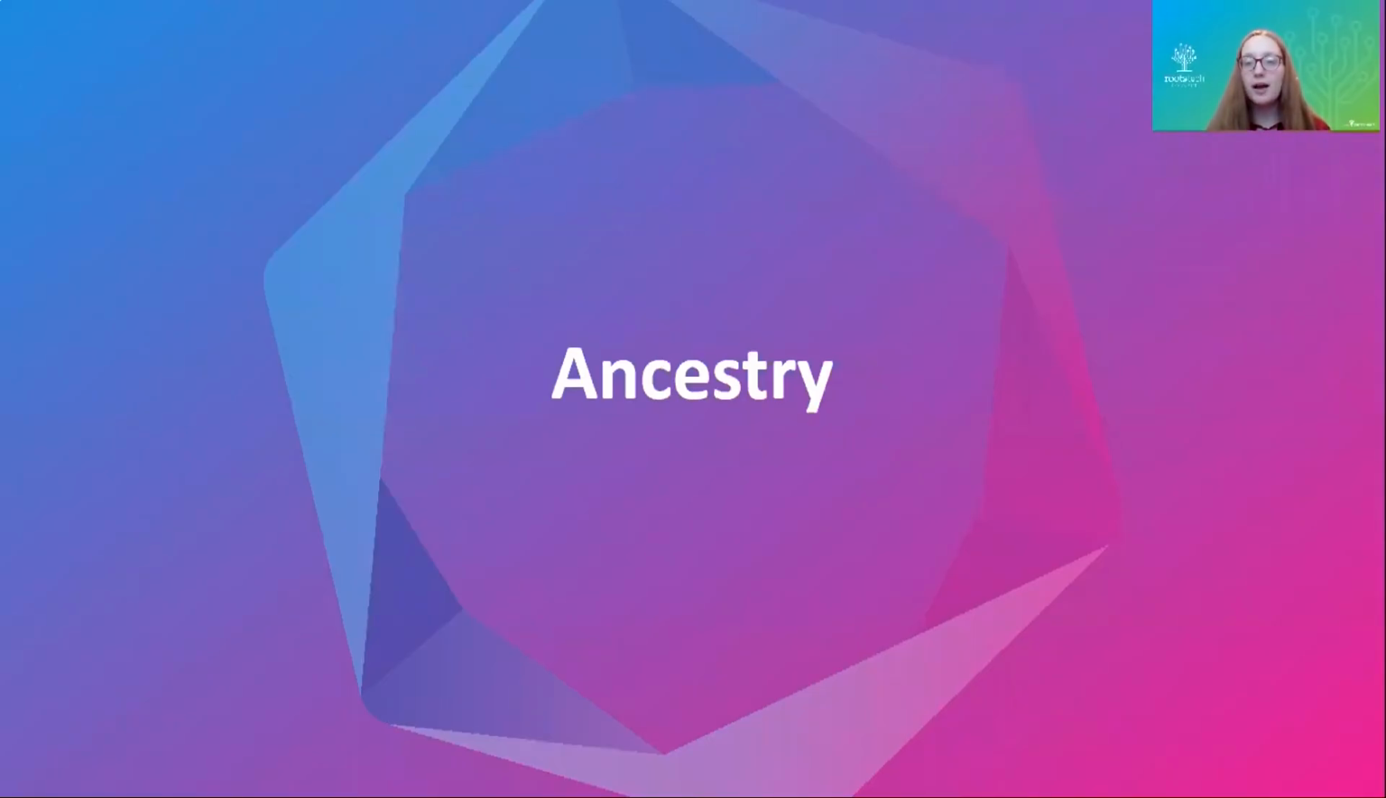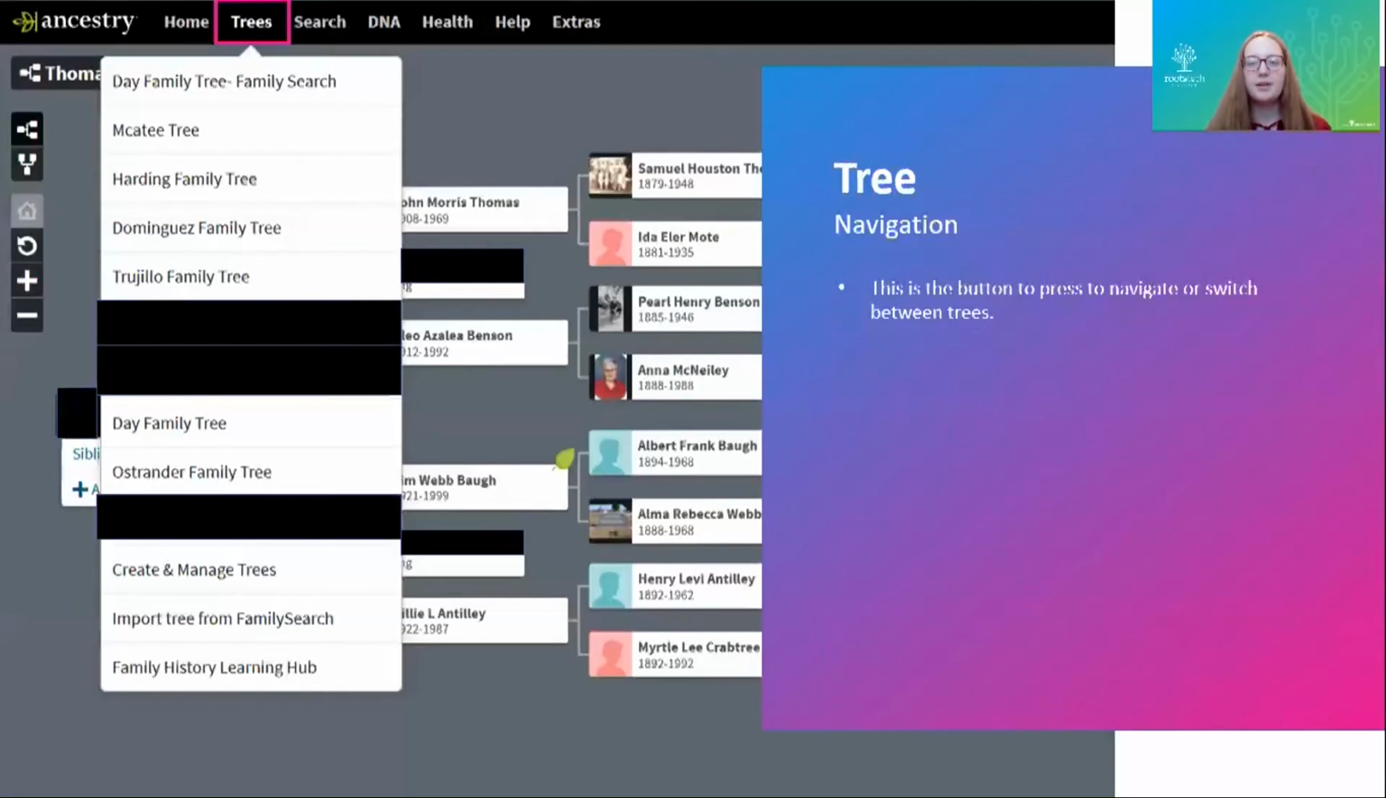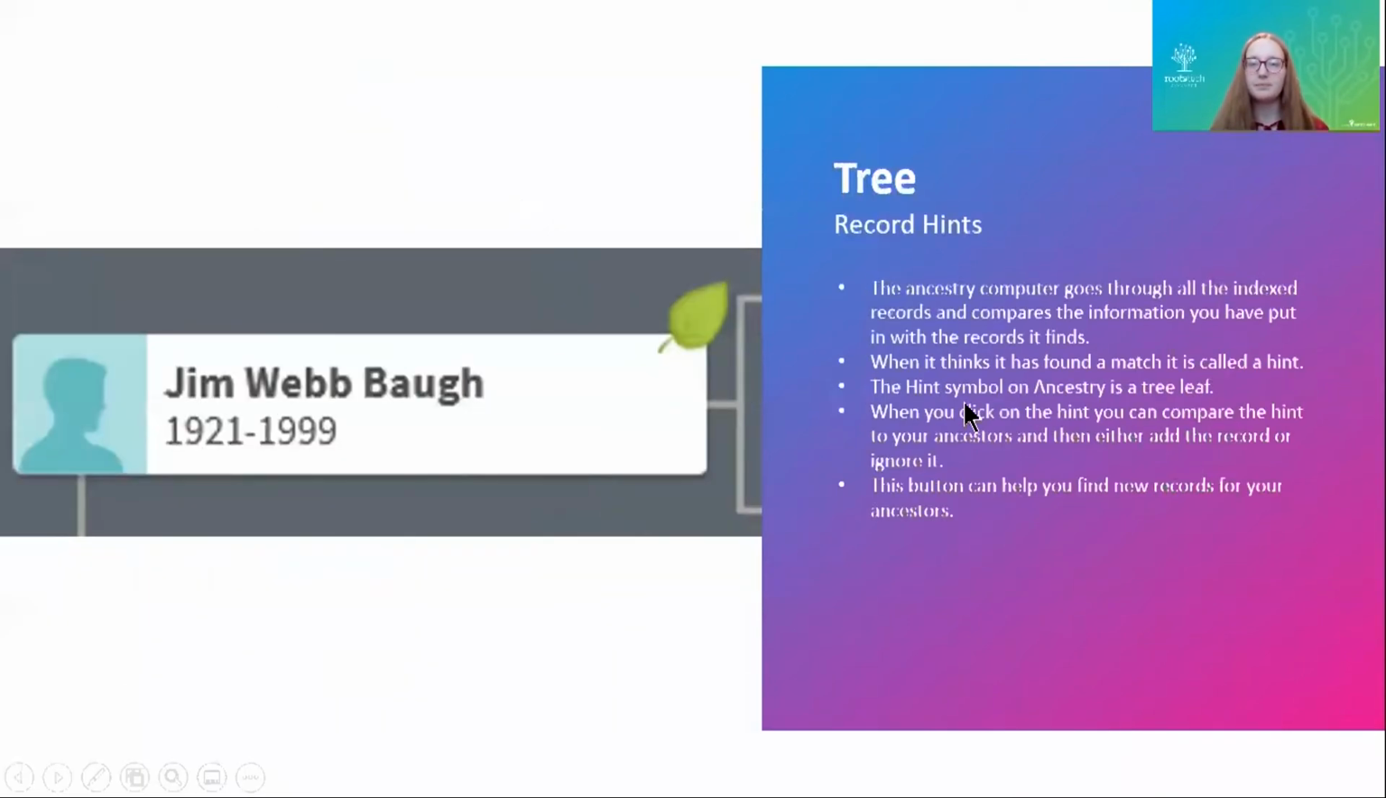Next up, we're going to talk about Ancestry. So the first thing we're going to talk about on Ancestry is the trees. You go ahead and press the trees button up top, and this will let you navigate between your different trees. Because some people on this tree are living, I've gone ahead and blanked out their names with black just to protect living people. But you can navigate between your different trees. So maybe you want to do the Harding family tree today and the Day family tree tomorrow. You can just look between the different trees.